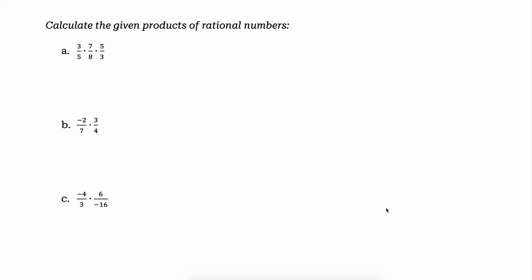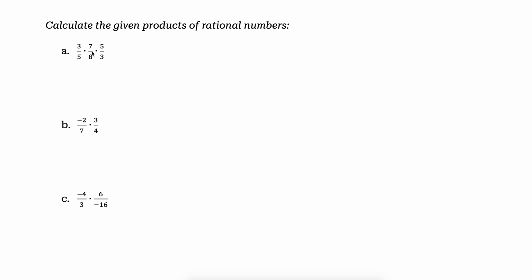Now let's go back up to the ones that I skipped. So here we have just some multiplication. The first one is 3/5 times 7/8 times 5/3. When you're multiplying fractions, you have options. You can multiply straight across the top, straight across the bottom, and then reduce your fraction, or you can reduce it before you multiply. And I'm going to work this problem both ways. You can choose the way that you prefer. So I'm going to start by multiplying it out.